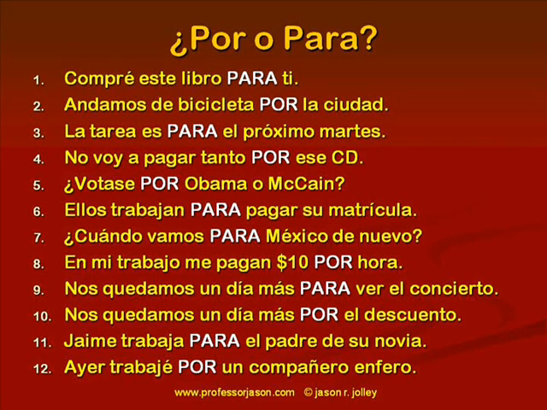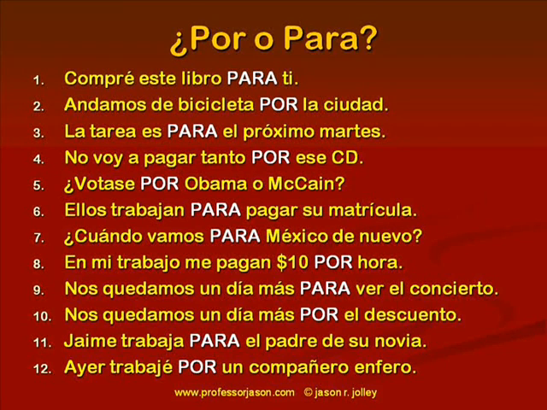Number 2, andamos de bicicleta por la ciudad. Approximate movement, through and around. Number 3, la tarea es para el próximo martes. Para because we're talking about the deadline. Number 4, no voy a pagar tanto por ese CD. In exchange for the CD. Number 5, ¿votaste por Obama o McCain?